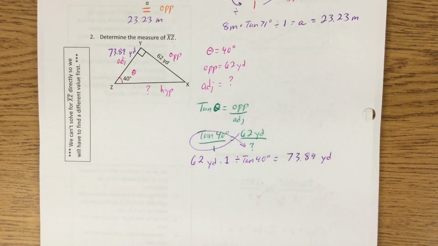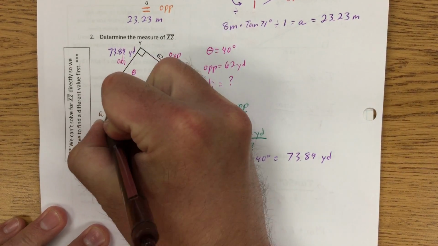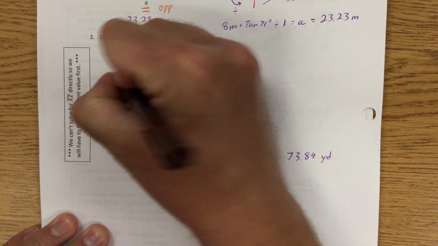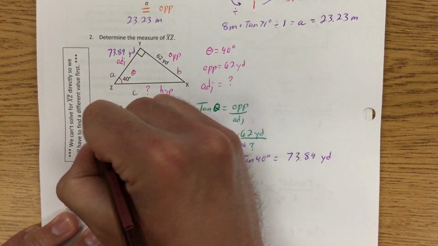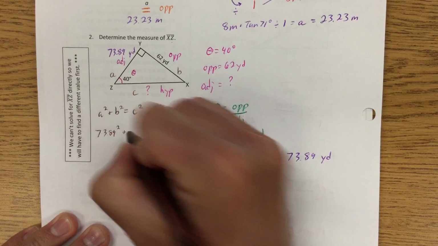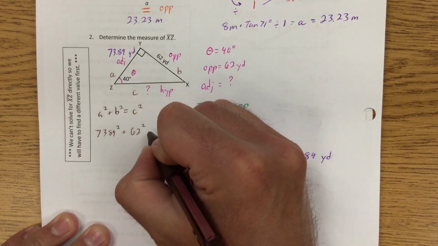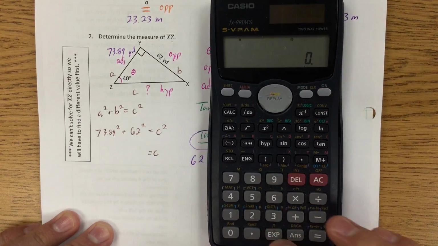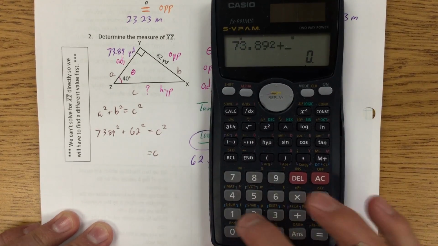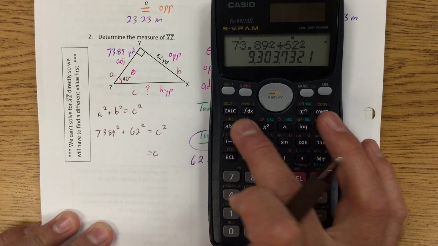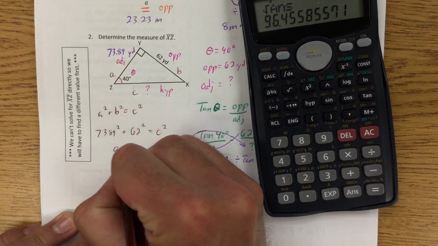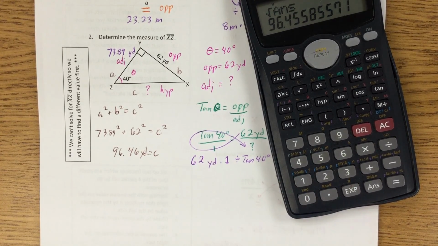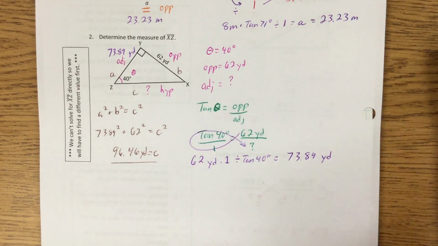To find our hypotenuse, we're going to use Pythagorean theorem. A squared plus b squared is equal to c squared, and I'm going to call this A, B, C. 73.89 squared plus 62 squared is equal to c squared. And when we do this whole thing, I'm going to go through very quickly here. 73.89 squared plus 62 squared is equal to that. Take the square root of our answer. It is 96.46 yards. Okay, 96.46 yards, and that would be our final answer.